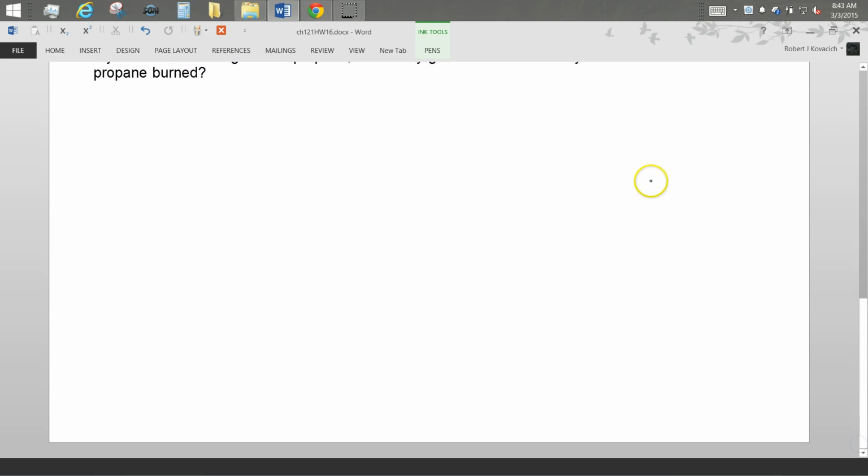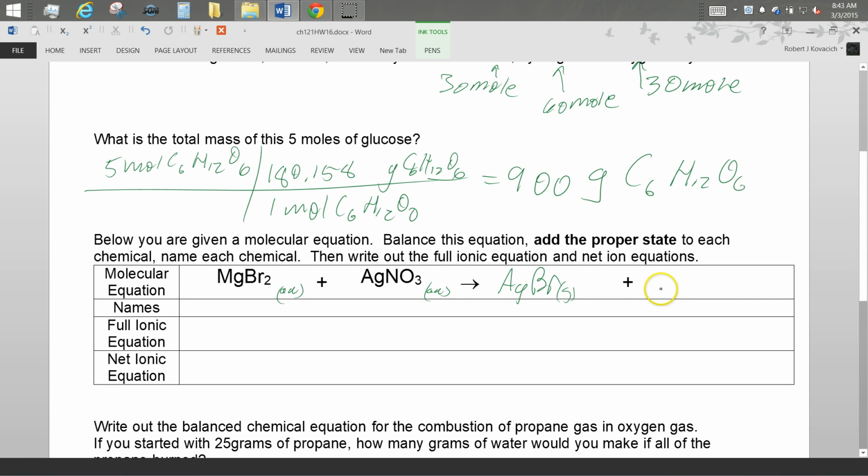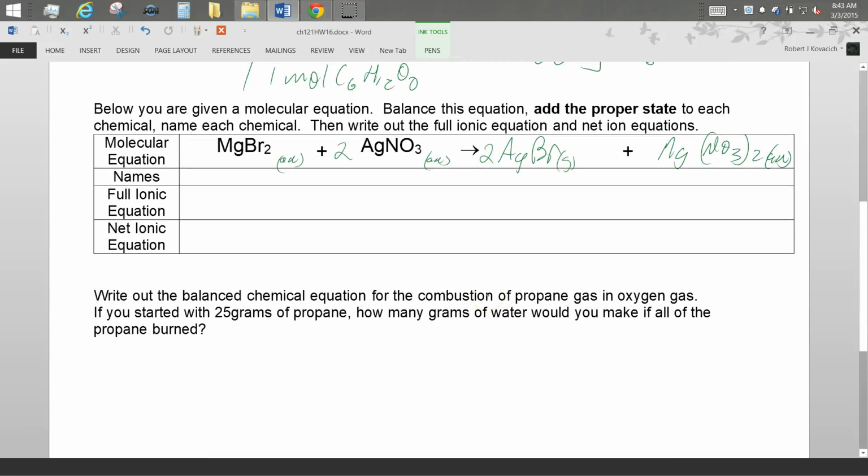And then over here, I'm also going to have, I can write down my magnesium nitrate, but it's aqueous. I need to balance this out, so I need to put a 2 right there and a 2 right there. And what's the name of that first thing? Just magnesium bromide, all right.